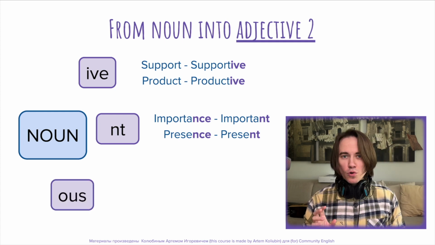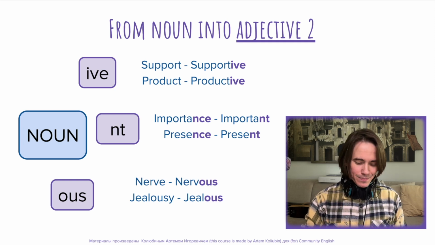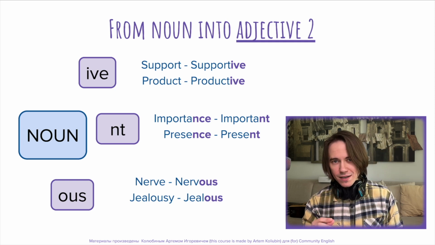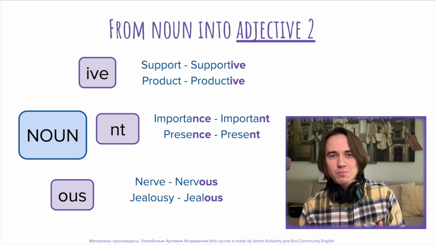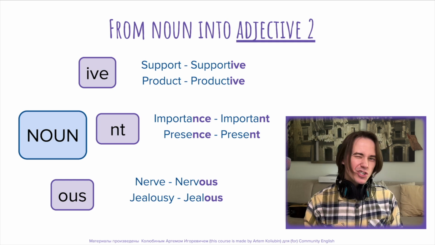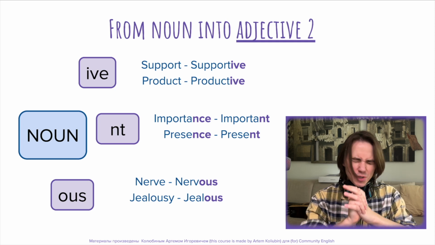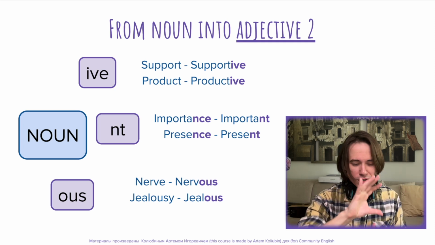And of course we have OUS, and usually it's pronounced like "s". Nerve, nervous, so the person is nervous, but we have the nerves, right? Jealousy, jealous, right? So again, you don't need to know the difference between all these suffixes.